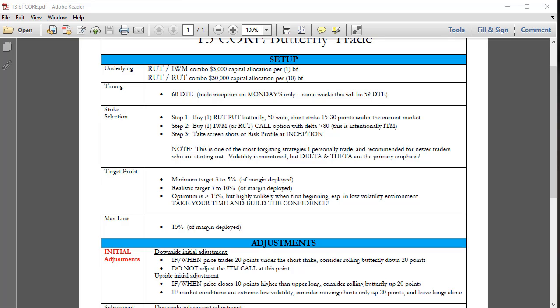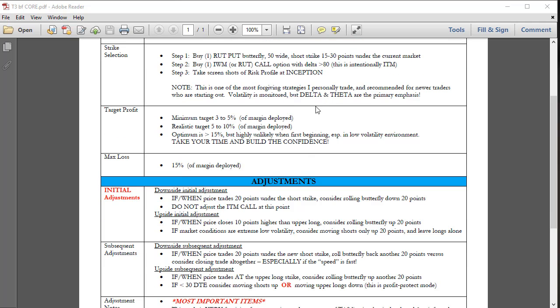Take your screenshots of the risk profile at inception, along with at the end of each market day, or if you do it once a week, you need to take your screenshots so that you can document and chronicle the trade from birth to death, and then go back and recap if you followed your rules, and did it perform the way it was expected to. Volatility is monitored, but delta and theta are the primary emphasis, and that will become very clear when I go through and show you how this trade performs. Here's some target profits.